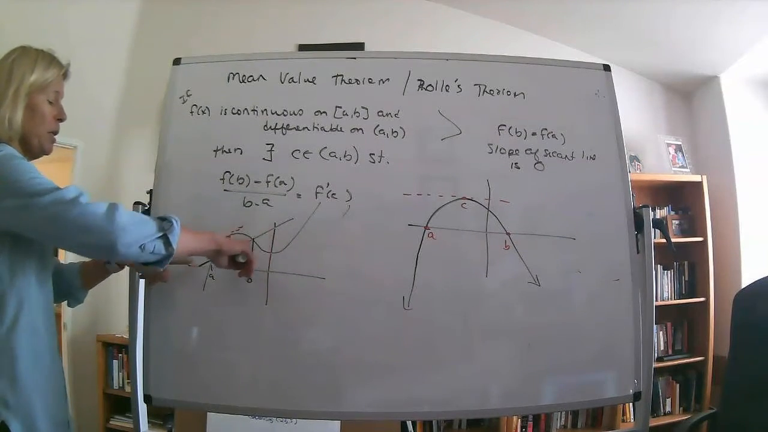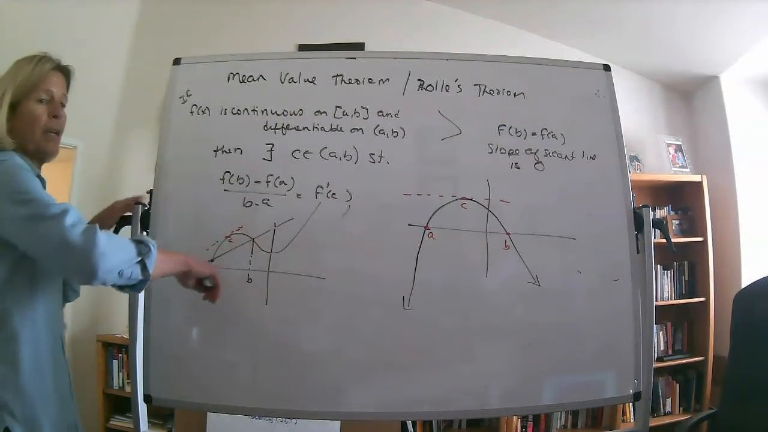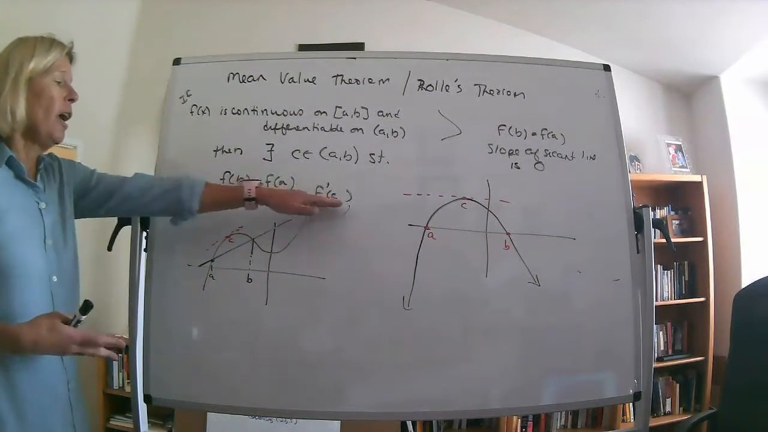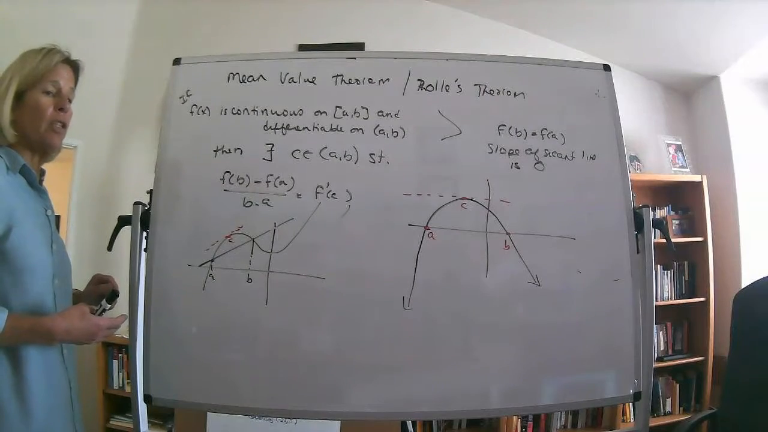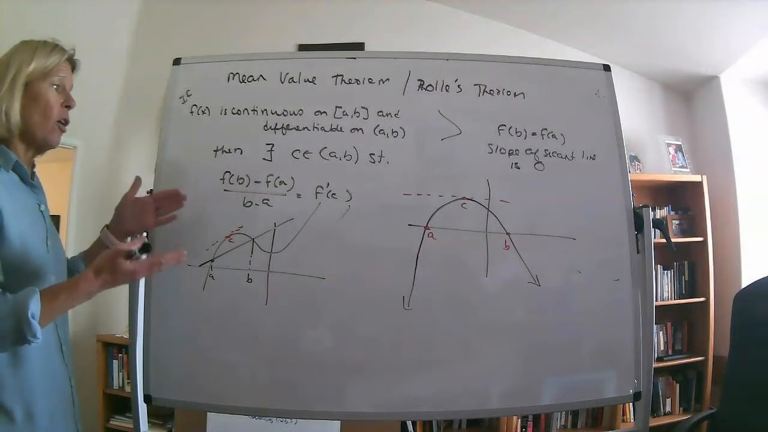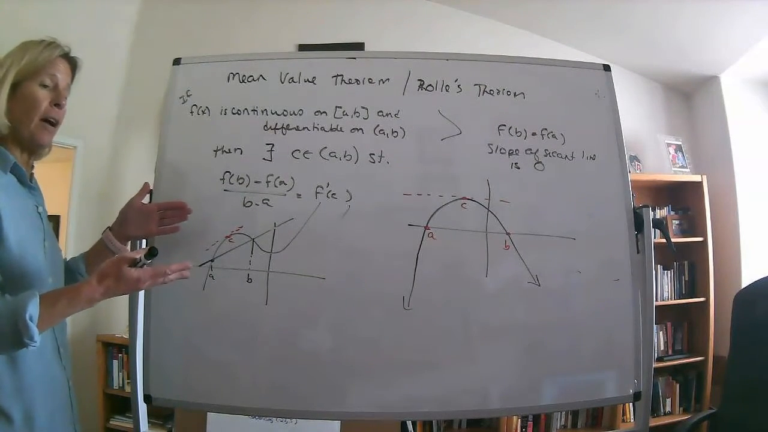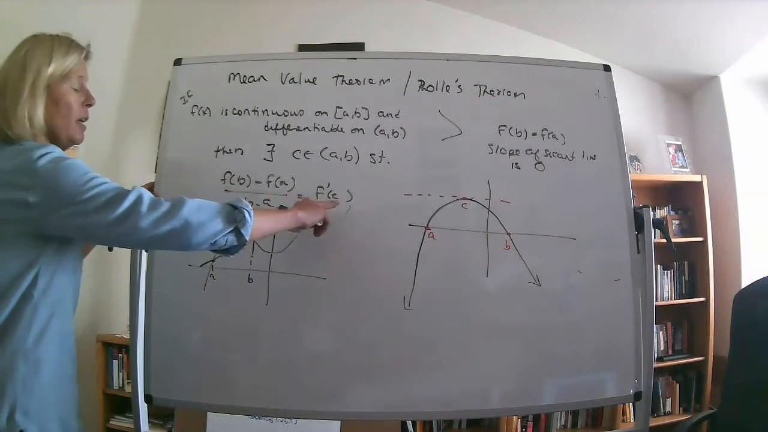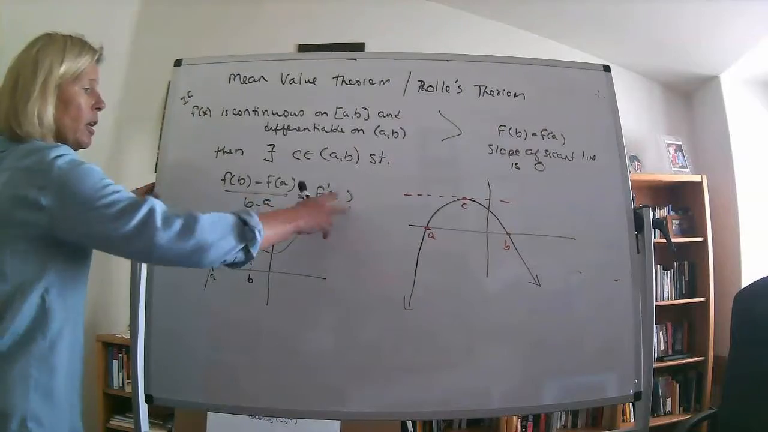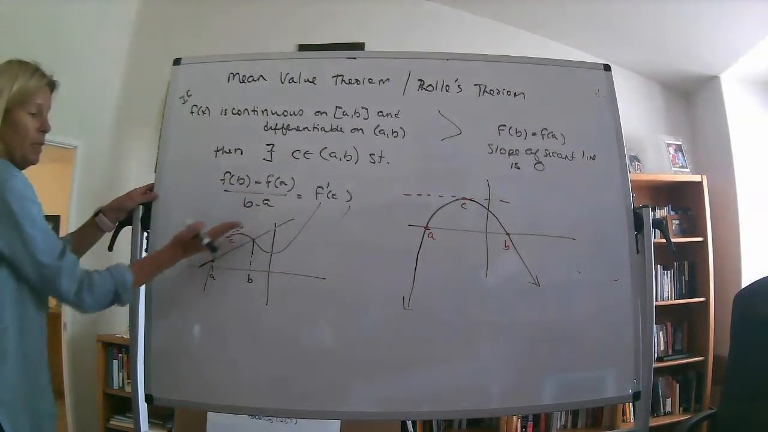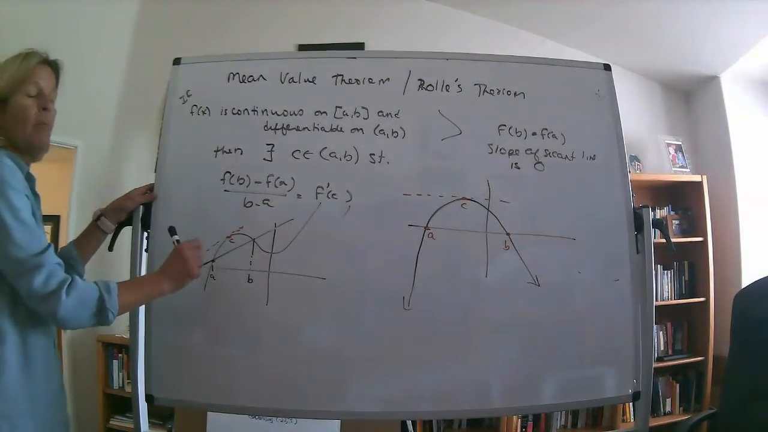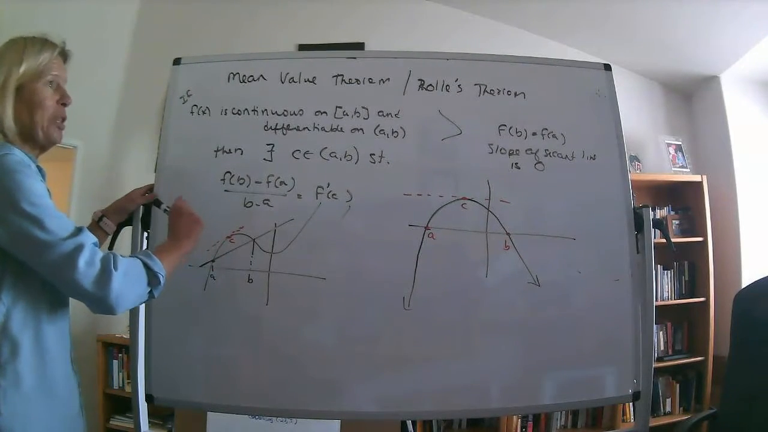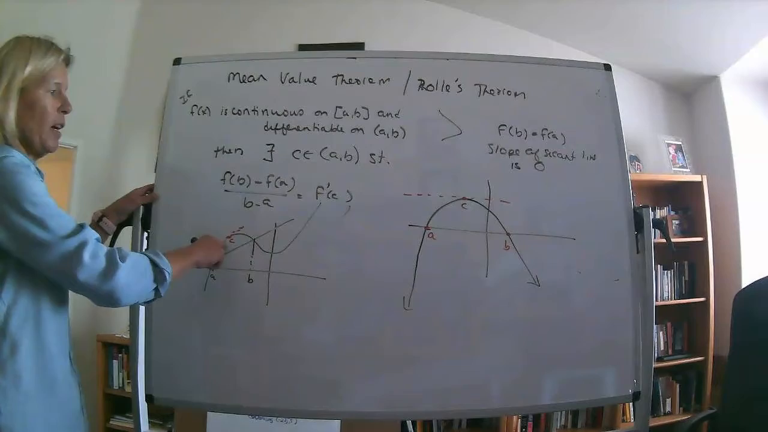If I look at f of b minus f of a over b minus a, that represents the slope of a secant line. F prime of c is the slope of a tangent line. If lines are parallel, that means they have the same slope. So this says the slope of the secant line is equal to the slope of the tangent line. I can see here that's where that happens. The mean value theorem just gives us a way to find this value c.